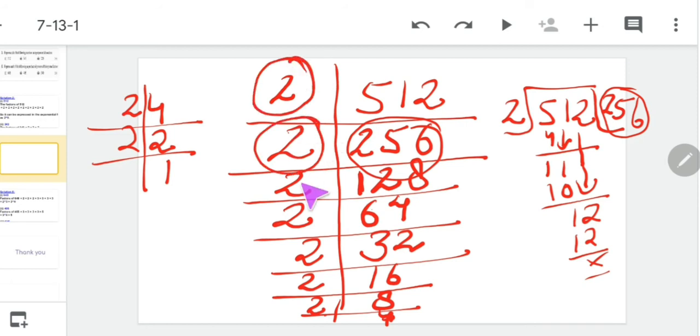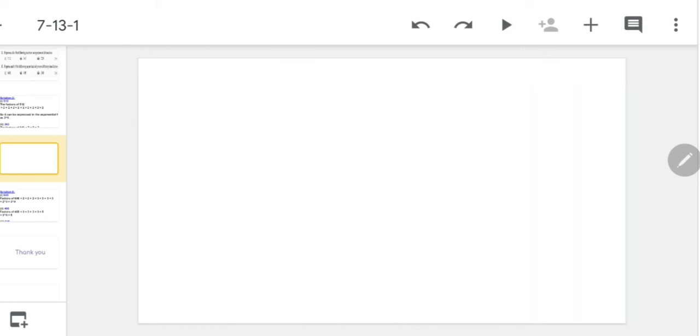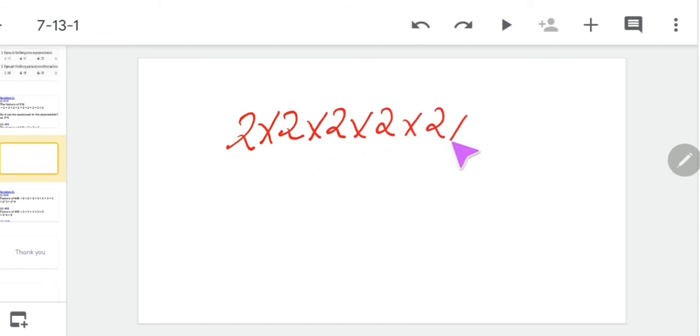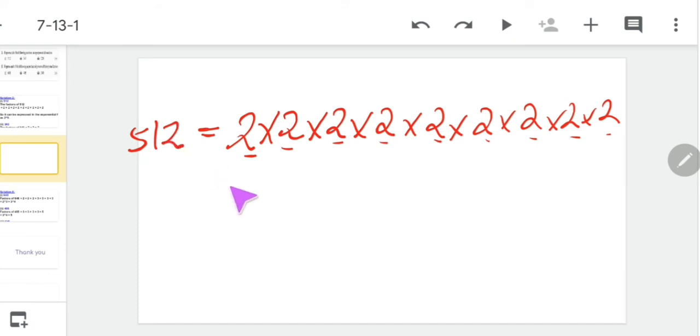1, 2, 3, 4, 5, 6, 7, 8 and 9. How many 2's we have? 9. Okay. So we have to write it as 2 multiplying with 2, 9 times. So after this 1, 2, 3, 4, 5, 6, 7, 8, 9. 512. So instead of writing 2 9 times, what we can do?